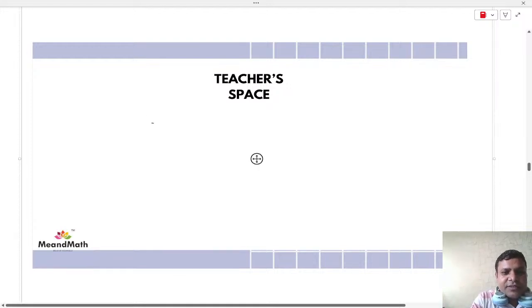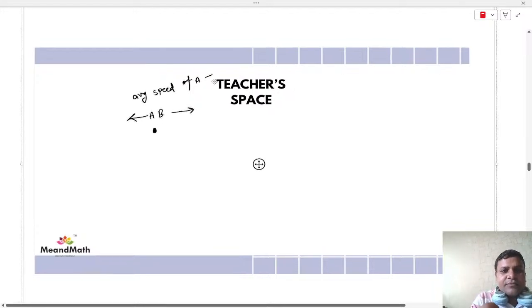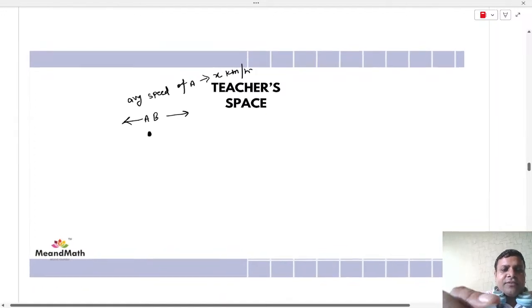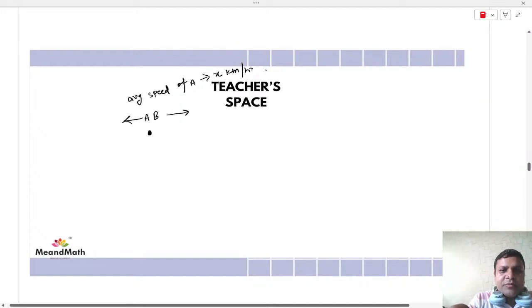Let's suppose they started from this point, A and B. A in this direction, B in this direction. The average speed of A is x kilometer per hour.